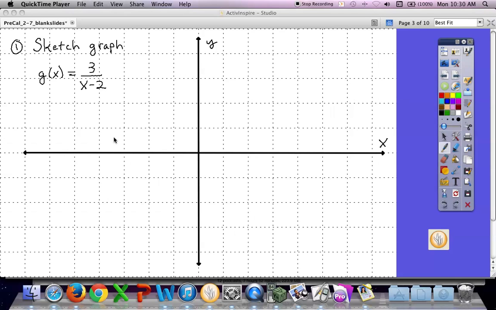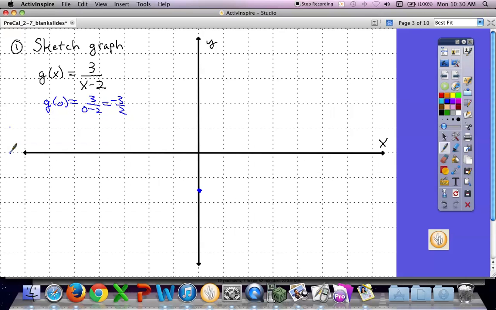So we need to go through our list of things. The first thing was to find the y-intercept. Again, how do you find the y-intercept? You substitute x equals 0. So you say g of 0 is 3 over 0 minus 2. That's negative 3 halves. So the y-intercept is about here, negative 1 1/2.